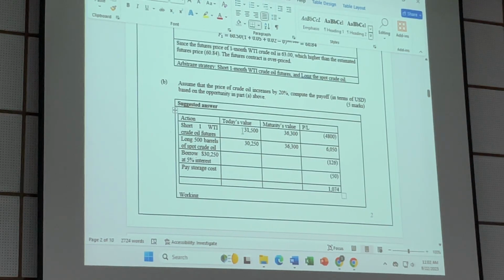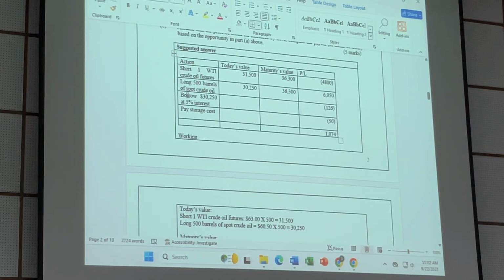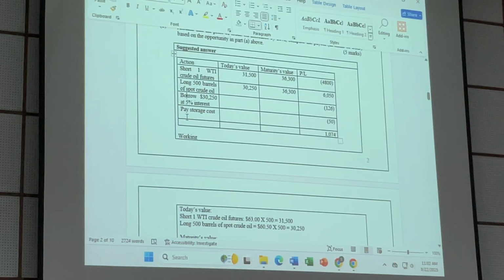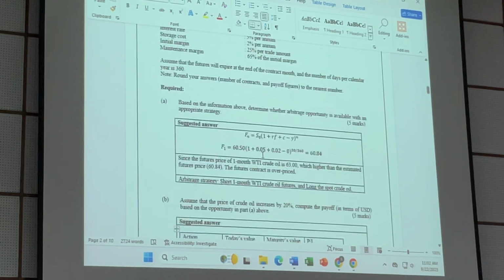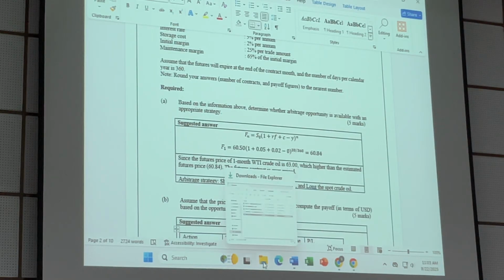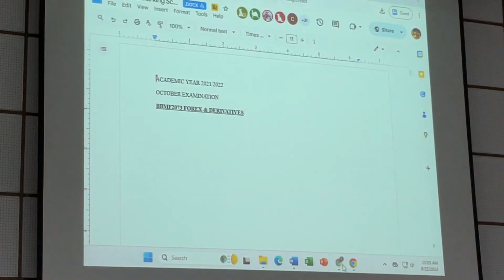Okay, so how do we calculate today's value? Before we calculate this, we have to put borrow or lend here, and this one is receive or pay storage cost. So in your SIF or SSF, let's say if this is arbitrage, we follow the arbitrage cost of carry model from the formula.